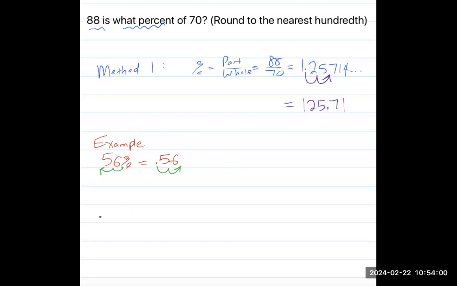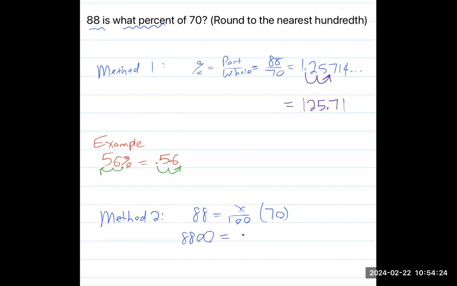Method number 2 on this is to just reflect back the same verbal statement that was given to us. 88 is what percent, this is an unknown percent, x over 100, of means multiply, 70. And now we're just doing our math on that. One thing we can do is multiply both sides by 100.